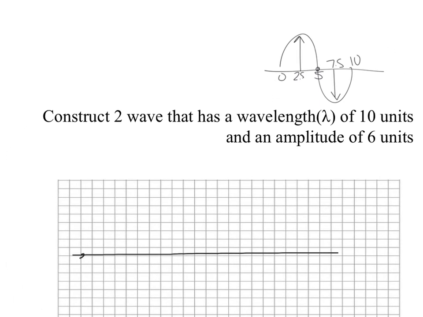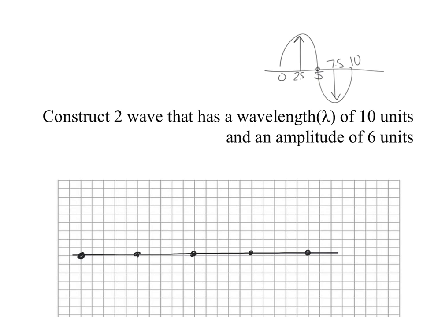I'm going to start here, count over 5. 1, 2, 3, 4, 5. And I want 2 waves, so I'm going to keep going. 1, 2, 3, 4, 5. All right, that's pretty good.